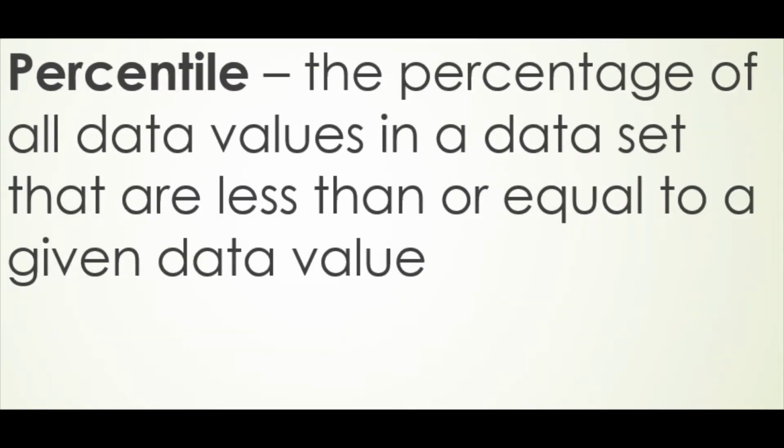Next, percentile. The percentile of a data value is the percentage of all data values in a data set that are less than or equal to that data value. So, for example, when you get your standardized test scores back, like the ACT or the SAT, you'll get a score, and then you'll also be given a percentile. And that percentile means that out of all of the people that took that test, that percentage of people got a score that was less than or equal to yours.